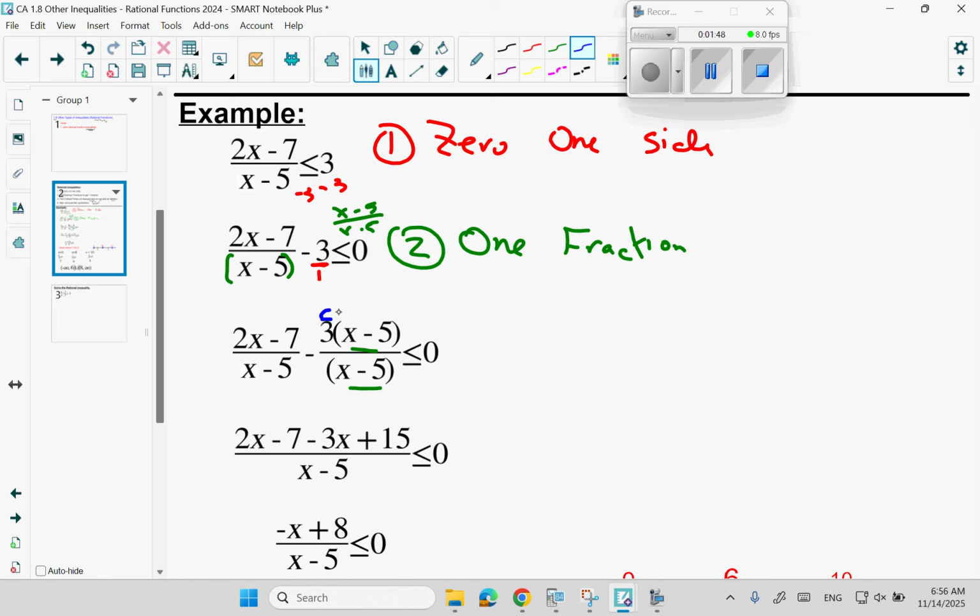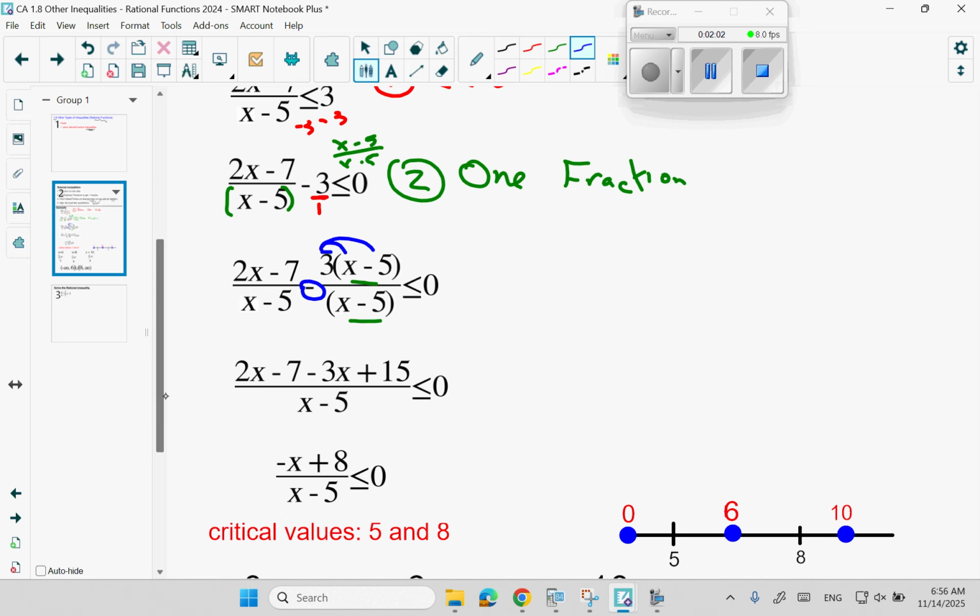Next, pretty naturally, we would distribute this 3, and then we also have to distribute this negative. So we get negative 3x plus 15, because this would be negative 15 and positive 3x. Distribute the negative, give me negative 3x and positive 15. We can then combine like terms. 2x and negative 3x gives me negative x, negative 7 and positive 15 gives us positive 8.